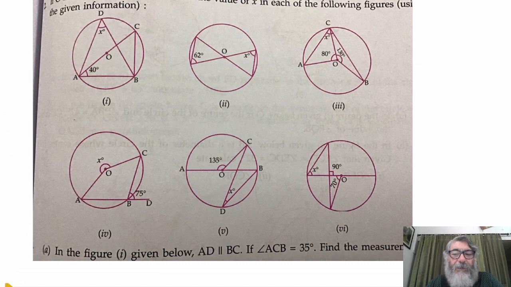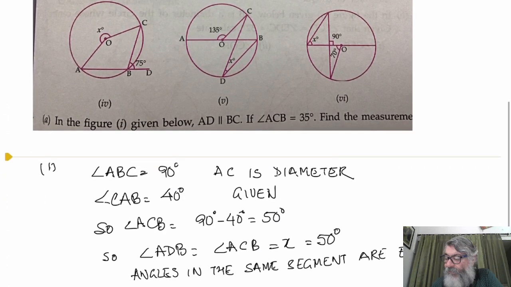When ACB comes out to be 50 degree, then ADB and ACB both are equal. Both are equal because they are angles in the same segment of a circle. So x is equal to 50 degree.